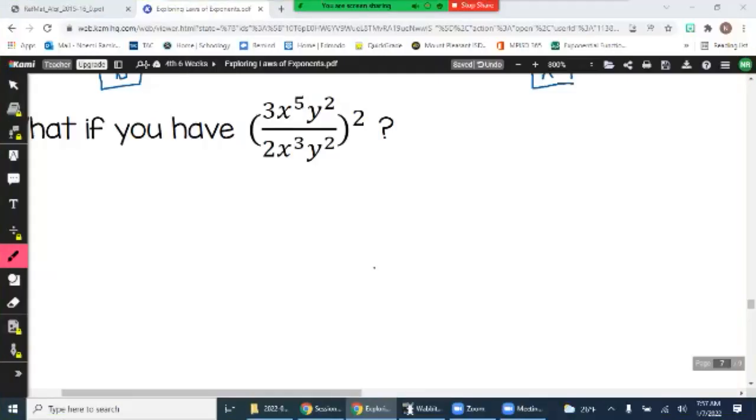Okay, moving on. This time we have how many different types of powers? We have three different types. We have our numbers, and two different variables, but you still have that exponent on the outside. First thing you want to do is make sure that every power in the parentheses has its own exponent. 3 to the power of 1, 2 to the power of 1.